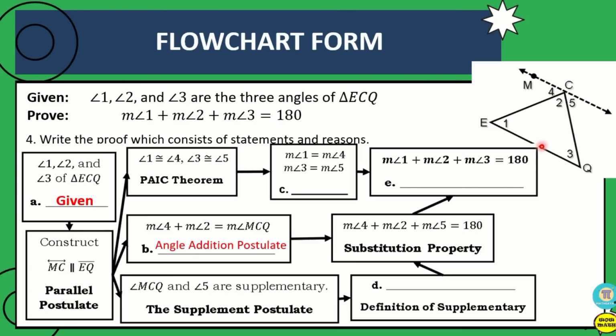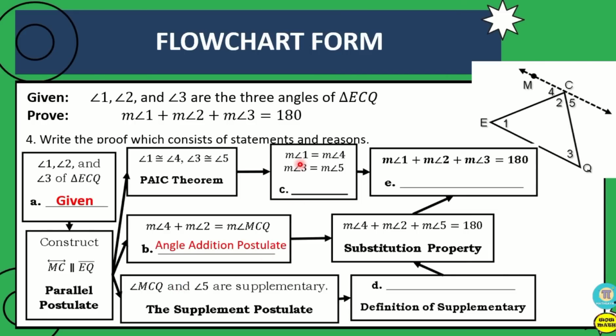So, let's look at the figure. Okay. So, the measure of angle 4, this is your angle 4. And then, this is your angle 2. So, when you combine them, this is your angle 4, and this is your angle 2. When you combine them, you get MCQ. Angle 4 and angle 2 are inside MCQ. That's why, angle addition postulate. Okay. Now, from here, angle MCQ and angle 5 are supplementary. So, that is the supplement postulate.